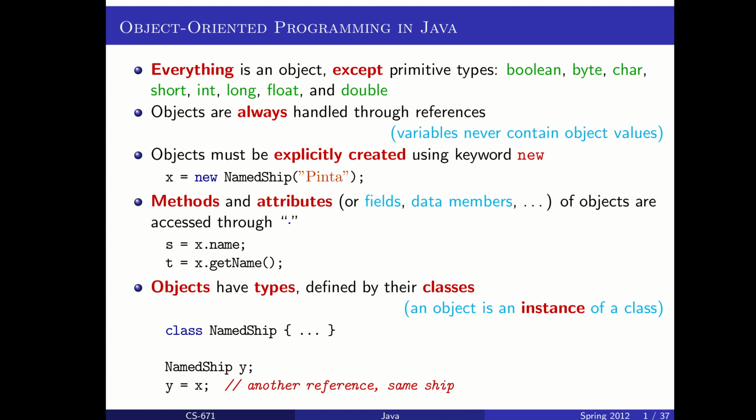Objects have types, just like primitive types have types, but the type for an object is defined by their classes, meaning the Java file that says somewhere public class whatever, or private class for some that we'll see later. And that means that an object is an instance of a given class. We write a class named NamedShip, and then we can create variables of type NamedShip. And we can say, as we did above, something equals new NamedShip to create an instance of that class.